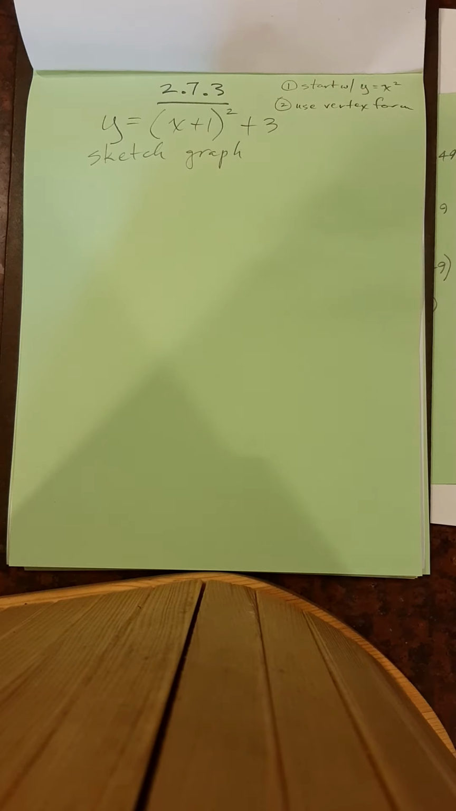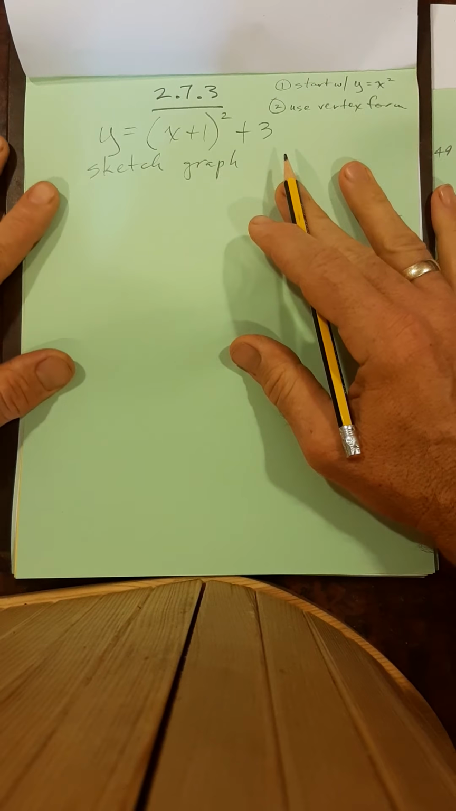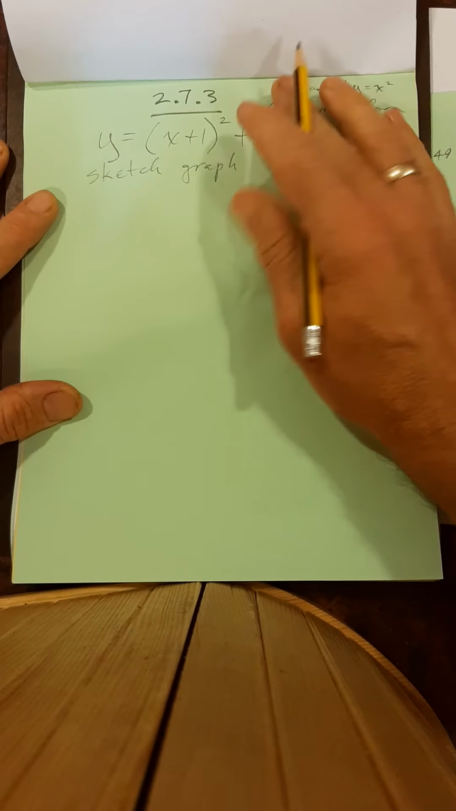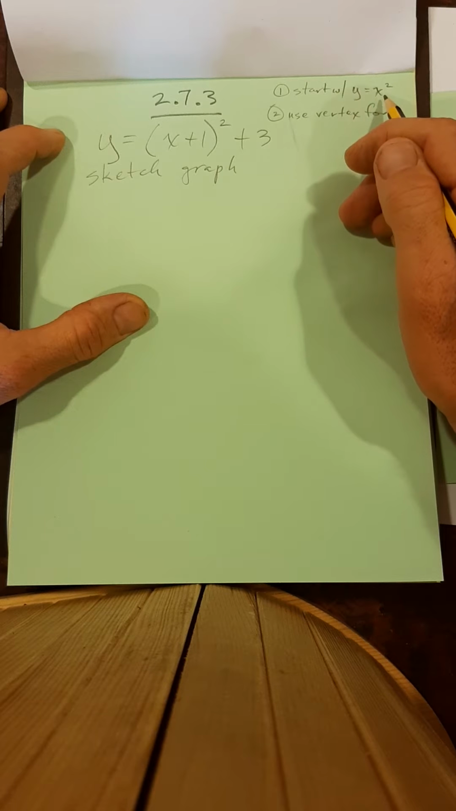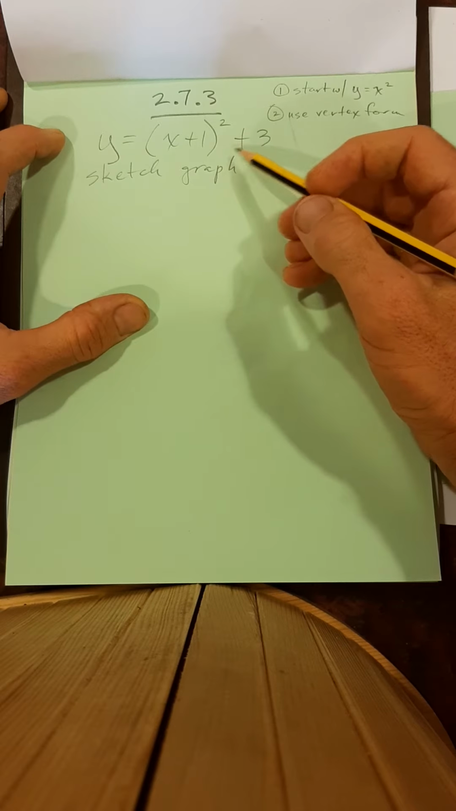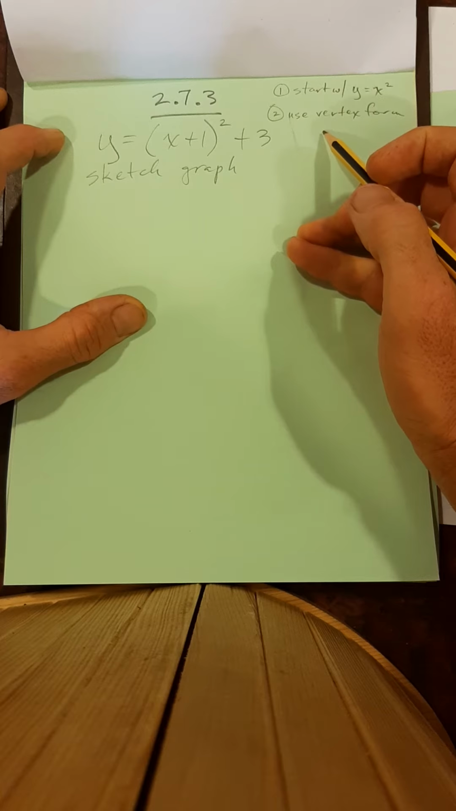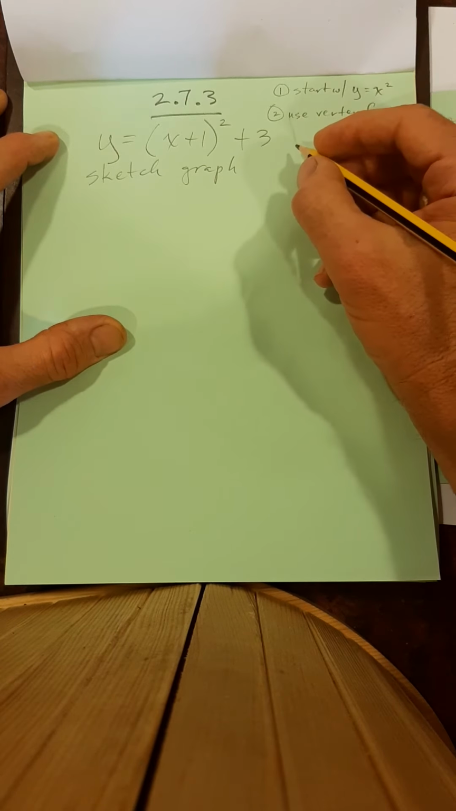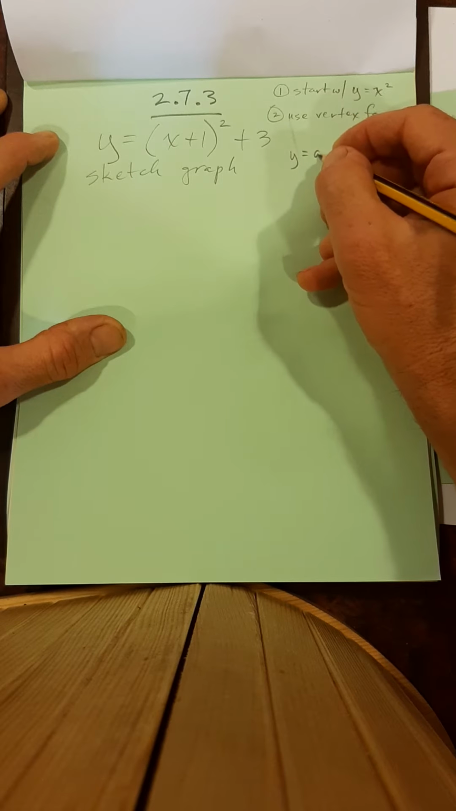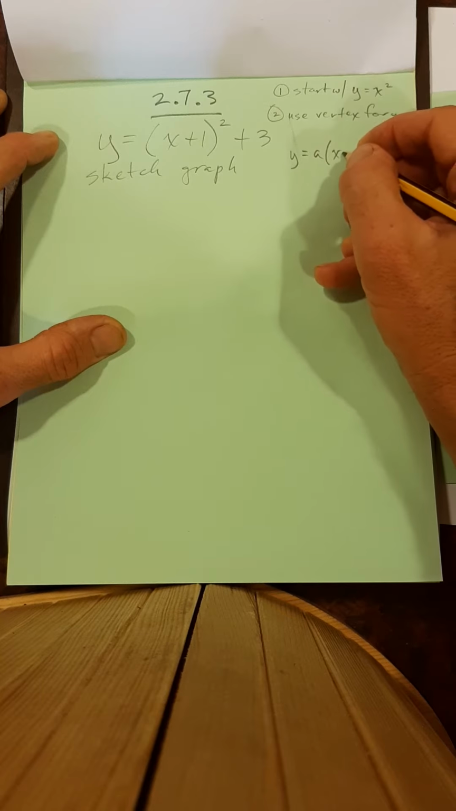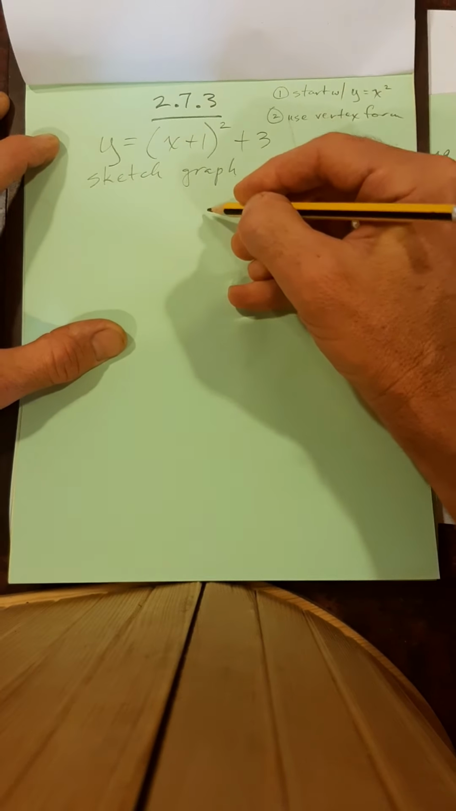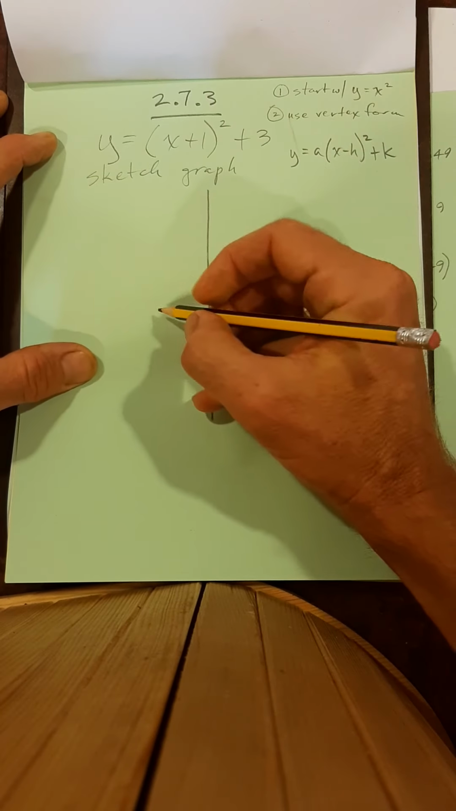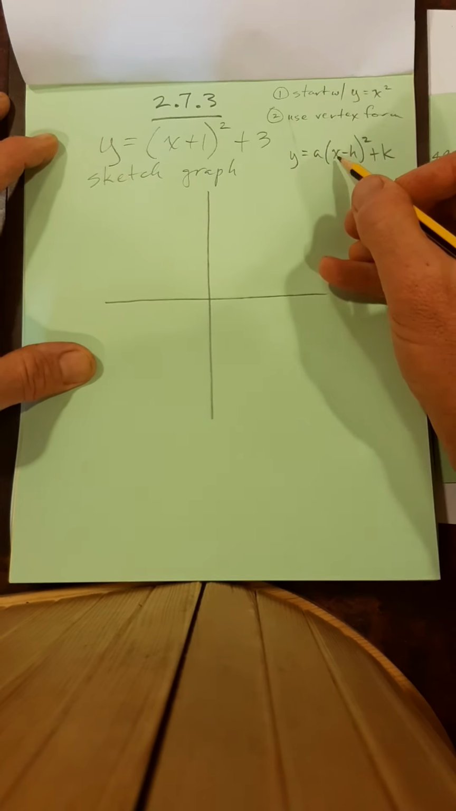Again, cadets. Okay, now we're going to 2.7.3. We're going to sketch this graph. There's two ways you can think about it. You can start with our parent function, y equals x squared, and move it around. Or you can use vertex form, which you've memorized at this point, which is y equals a(x minus h) all squared plus k. I'm going to do it the moving way first, and then we'll talk about this in a second.